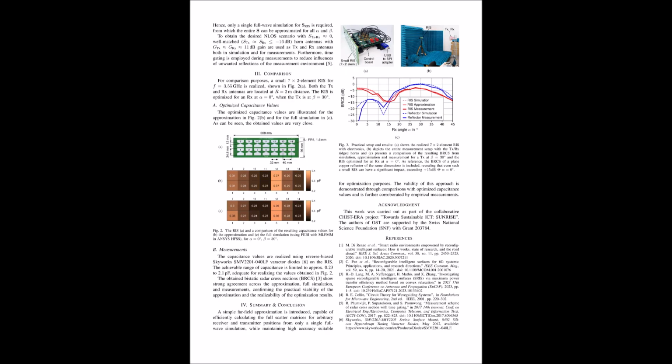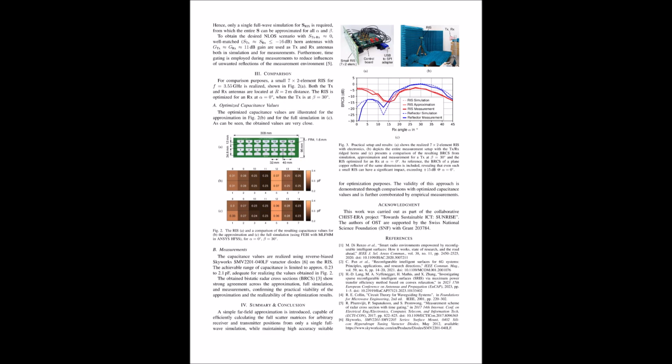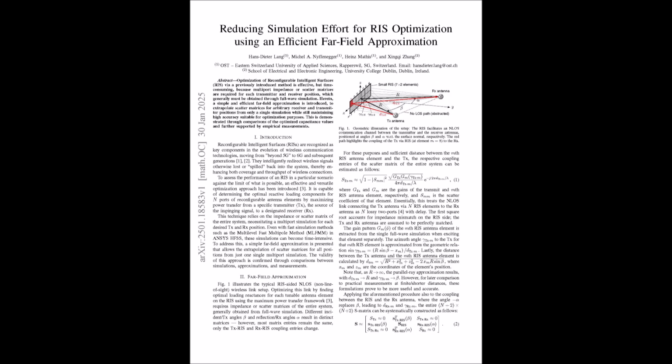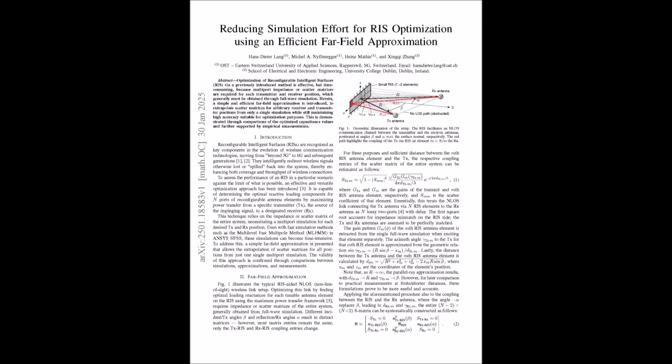Efficiency is always key, especially when we're talking about complex simulations. It's a big deal in this field. The computational demands can be pretty intense. I can imagine. Optimizing these surfaces with all their individual elements, it gets complicated quickly. What I find particularly cool is that they didn't just stop at simulations. So they actually built something. They did. They put their method to the test with real-world measurements using a small 7x2 element RIS. So we're talking about tangible results here, not just theoretical concepts. Right. We're going to be looking at real measurable data.